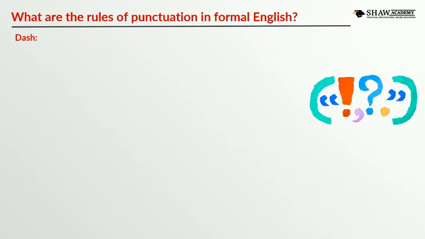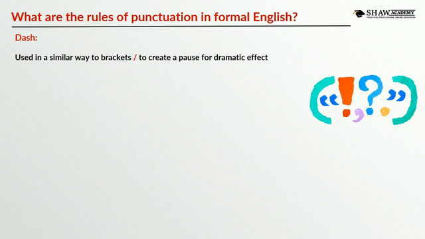And then our last one here. So we've got the dash, guys. Now, there is a dash and there is a hyphen. And they are both actually the same button on the keyboard. And Microsoft Word or whatever program you use will usually autocorrect to whether it should be a dash or a hyphen. So we use a dash in a similar way to brackets, so for additional information, or we use it to create a pause for dramatic effect.